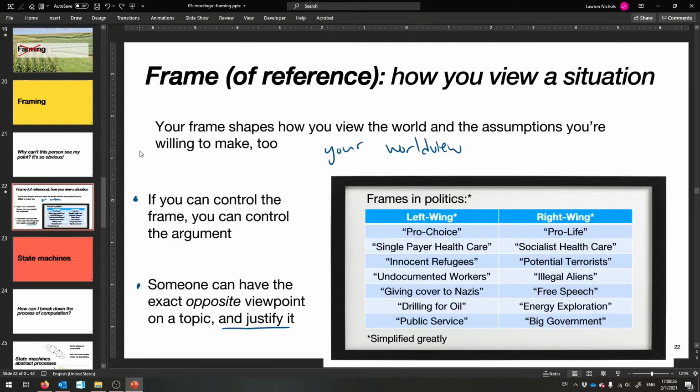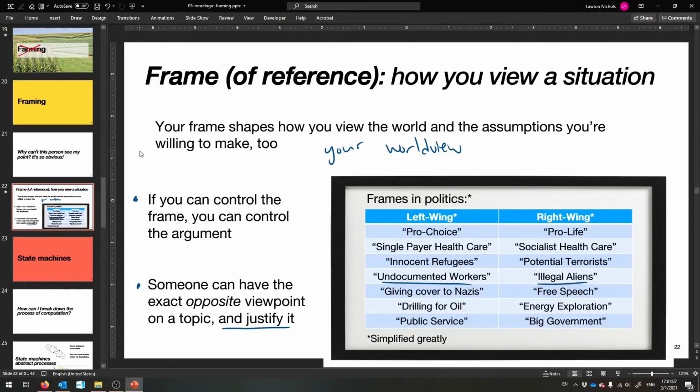All right? So the second you say a certain term, choice, life, single-payer, socialist, it makes people think a different way. Okay? It brings up associations in people's minds. It's very, very weird, but it works. That's just the way people's worldviews work. Innocent refugees versus potential terrorists. You see the disconnect. Both sides think one thing, and they're obviously not willing to meet anywhere because they're correct. You see that? This is why politics break down.